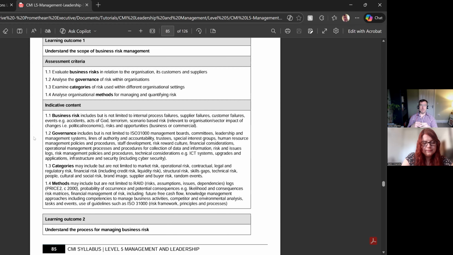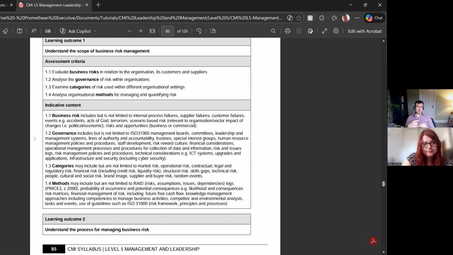1.3, examine categories of risk used in different organizational settings. So here, if we apply our definitions, I think it'd be useful to define what those different categories of risk could be. In the indicative content, again, it talks about operational risk, contractual risk, regulatory risk, financial risk, structural risk, cultural and social, brand reputational type risk, all that kind of stuff. So it's just what could be the different types of categories of risk. I'm going to define those things, and we're going to examine each of them, ideally within different organizational settings.